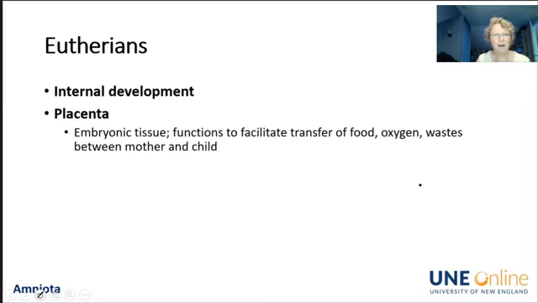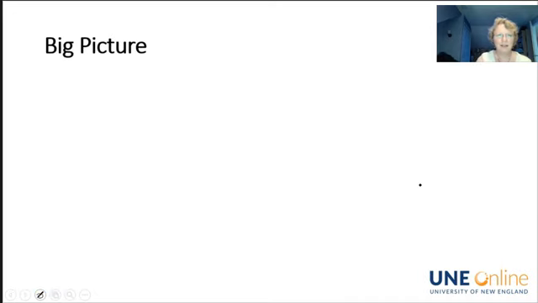And then there's the eutherians. Eutherians are characterized by the internal development, placenta, embryonic tissue. So the placenta itself is embryonic tissue, and it functions to facilitate transfer of food, oxygen, waste between mother and child. We'll come back to this group when we're talking about human evolution in our next lecture.